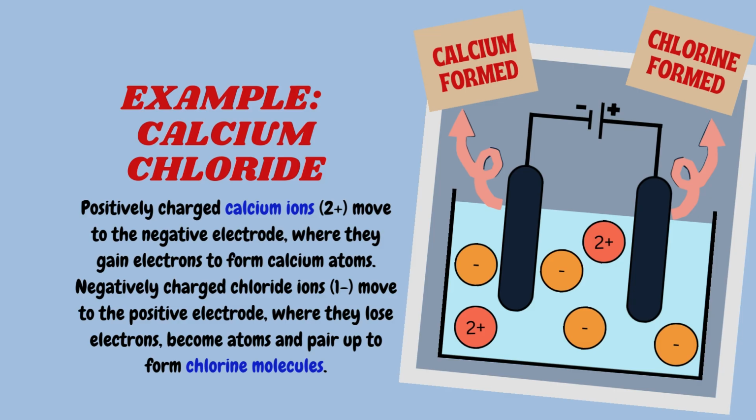Here's one example, that is calcium chloride. Positively charged calcium ions move to the negative electrode where they gain electrons to form calcium atoms. Negatively charged chloride ions move to the positive electrode where they lose electrons, become atoms, and pair up to form chlorine molecules.